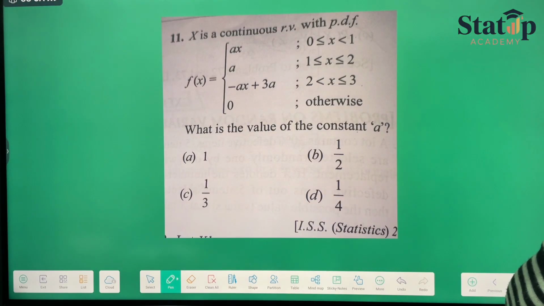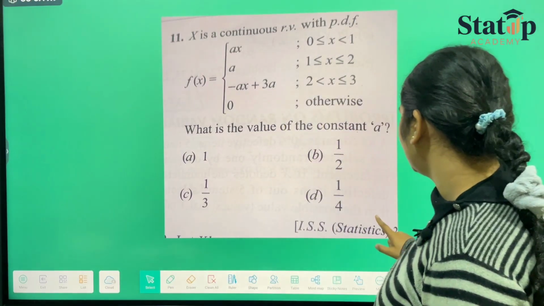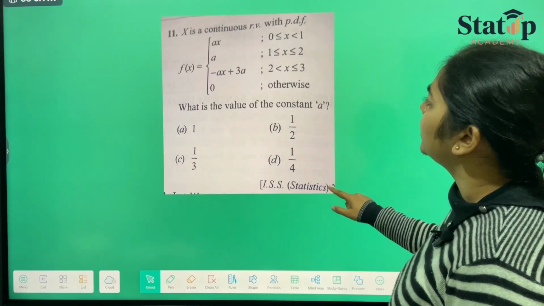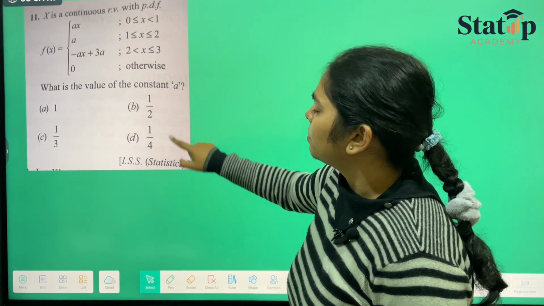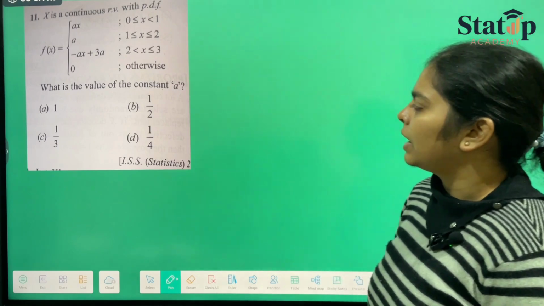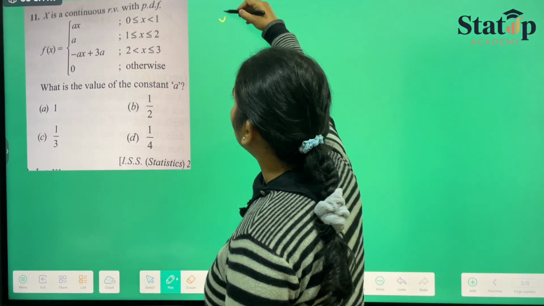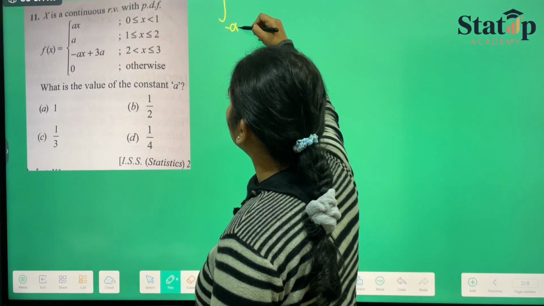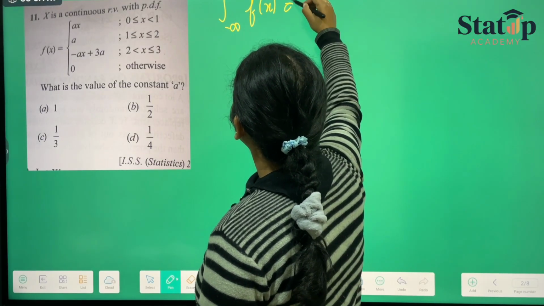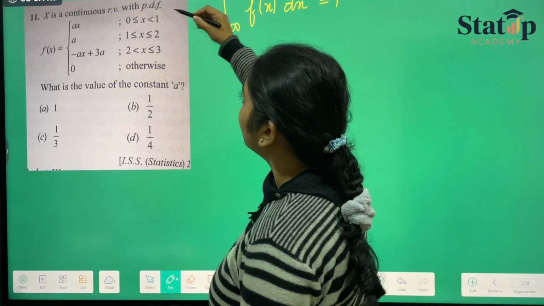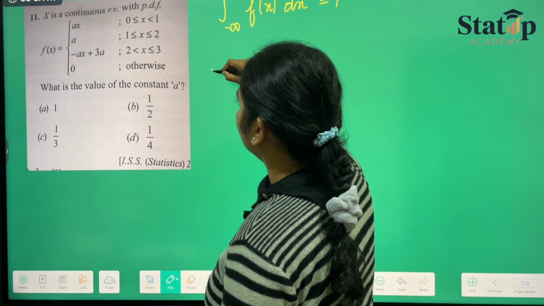Now moving forward to another question of ISS only. Here they have provided us with a PDF and they have told us to find the value of A. So we know that for a continuous random variable, the integral of fx dx from minus infinity to infinity should be equal to 1, but they have divided the intervals into sub intervals. So we'll take the sub intervals.